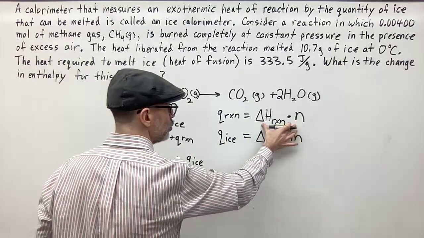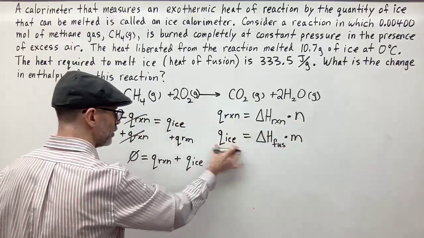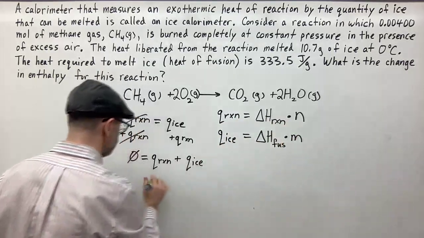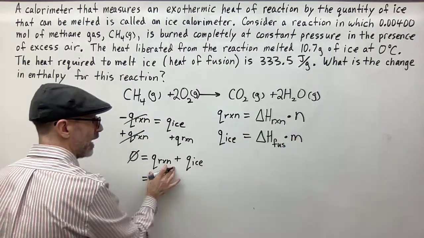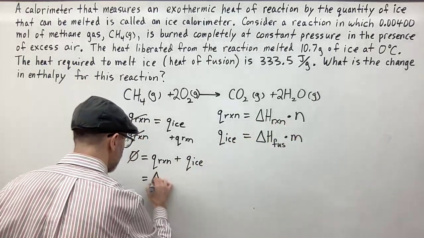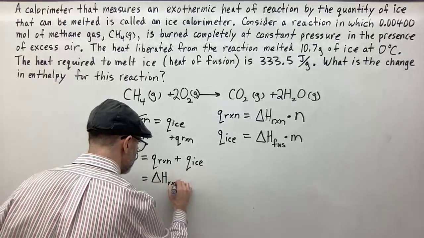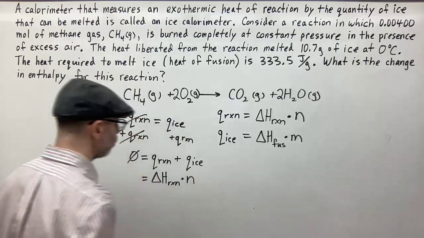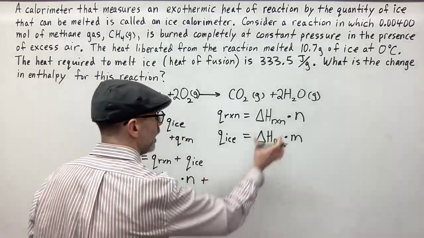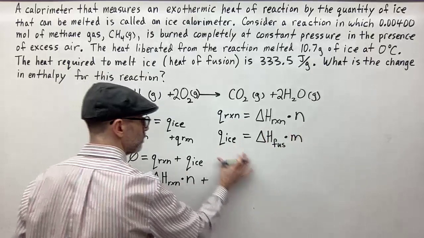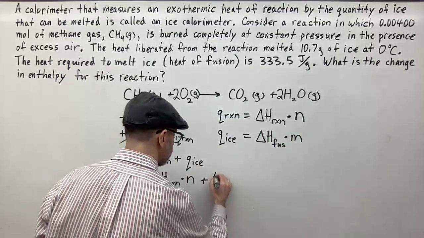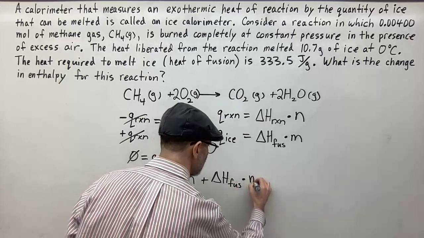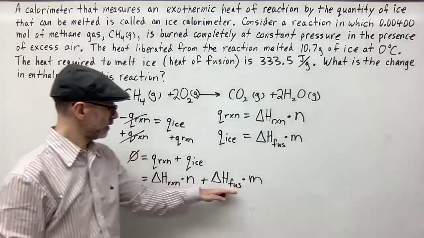Okay, so now I'm going to substitute in these for Q of the reaction and Q of the ice. So Q of the reaction is this. So that's going to be delta H of the reaction, the enthalpy change of the reaction, multiplied by the number of moles, plus, and then Q of the ice I'm going to replace with this. So it's going to be plus delta H fusion multiplied by the mass of the ice.